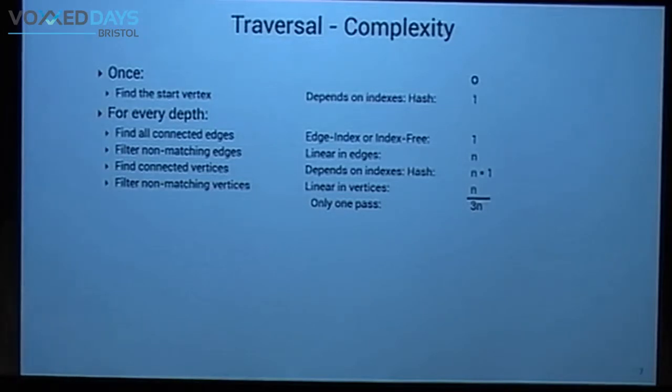Then I have to find the other part of the edge, the other side, target vertex. Then again, I use the same index that I could use on top here. That can be a hash index in the best case, or a sorted index, then it's logarithmic. Let's assume we have a hash index. Then again, I have to do this once for every edge, n times 1. And then I have to take a look at the vertex as well and check, okay, does this vertex match the filter conditions? And only then I can return it. But all of these can be done in one go. So one pass, 3 times n for every depth.